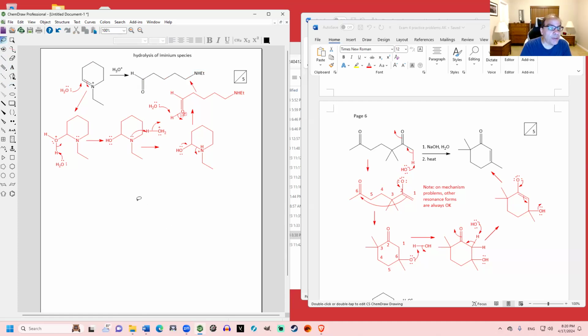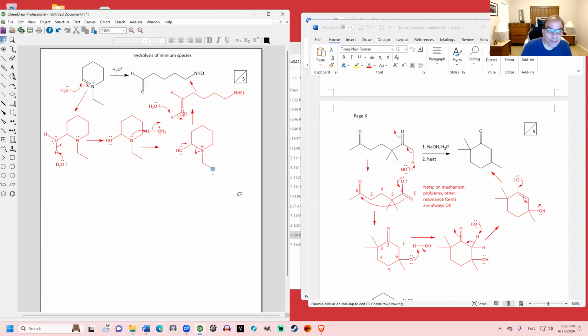But the mechanism's identical. The mechanism starts with attack of water. Remember, with H3O+, H2O is always present. So H2O adds to the carbon that's double bonded to the nitrogen, and you get this intermediate. Then water, which is the solvent in this case, pulls off this proton, and you get this neutral species. And then we need to protonate the nitrogen so that we can lose nitrogen as the leaving group. And so you get this intermediate.